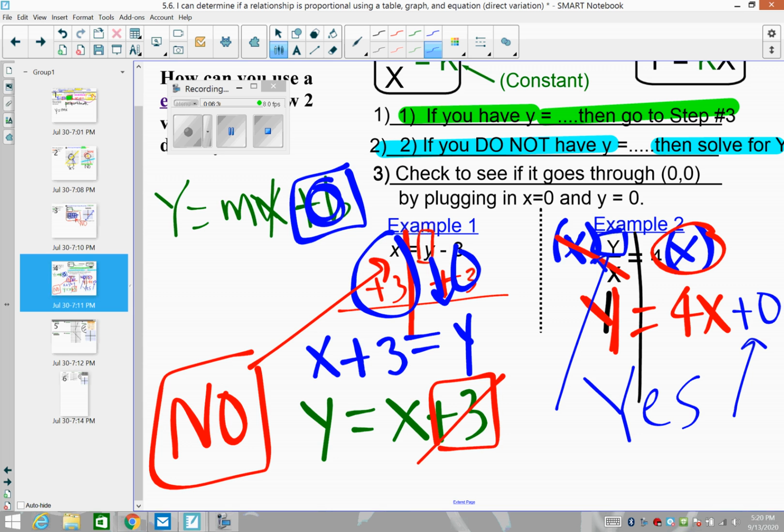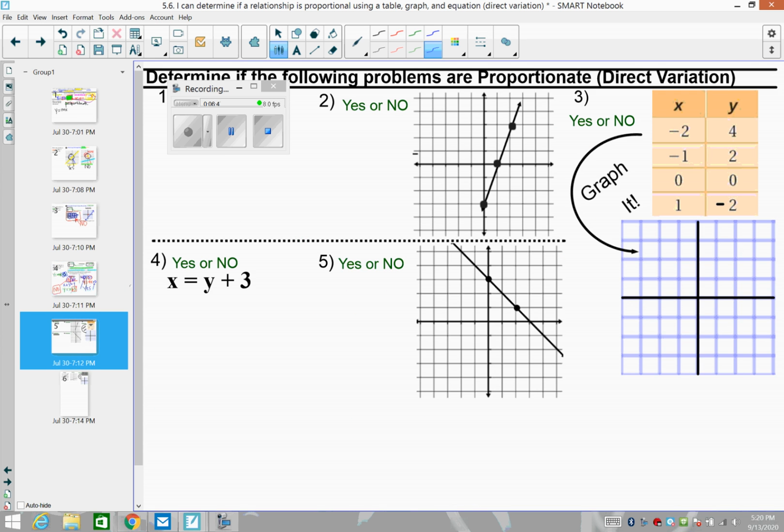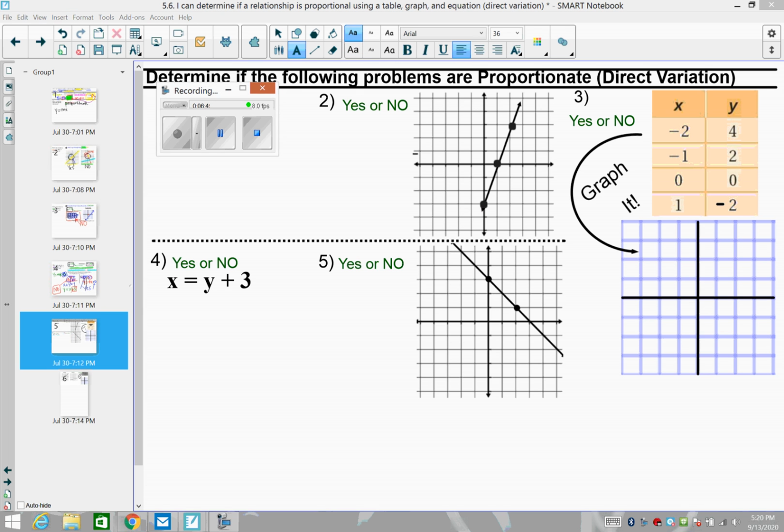So that really is kind of all the pieces that we're going to cover for today's lesson. We started with graph, then we went to table, then we went to equation. So we're going to try a couple, and then we're out of this lesson already. So here we go. So we have a few to try.